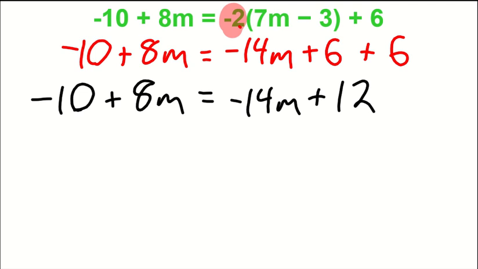All right, so I've got 8m and a minus 14m. Which one's lower? Minus 14. If you got a positive and you got a negative, move the negative. Like I said, it just seems like it makes things easier in general.